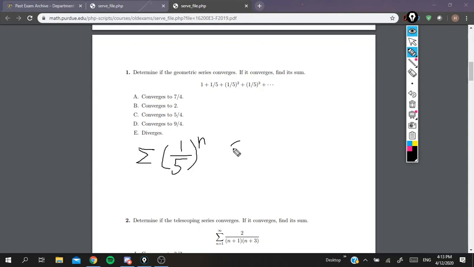So then you can use the summation formula of sum equal to a over 1 minus r. In this case, a is 1, and r is a fifth. And you should get 1 over 4/5, which is 5 over 4, and you should get C here.